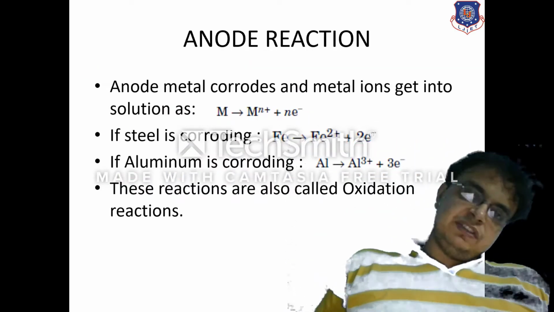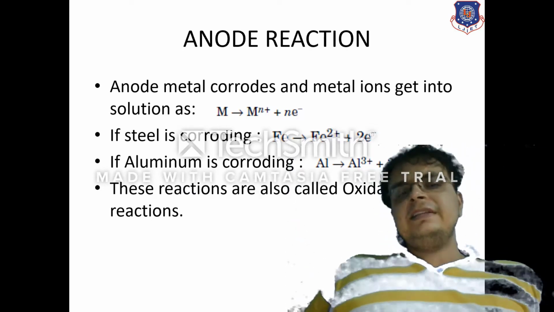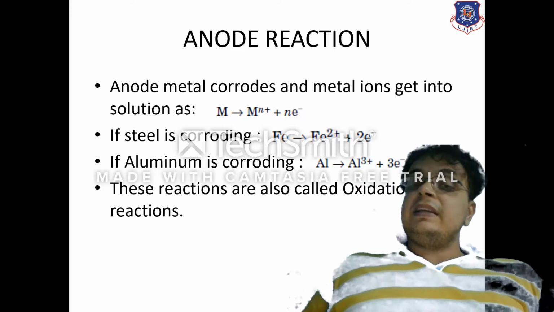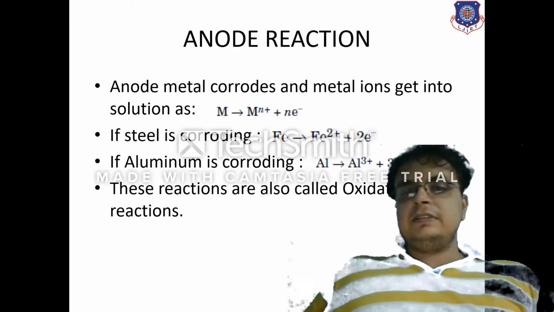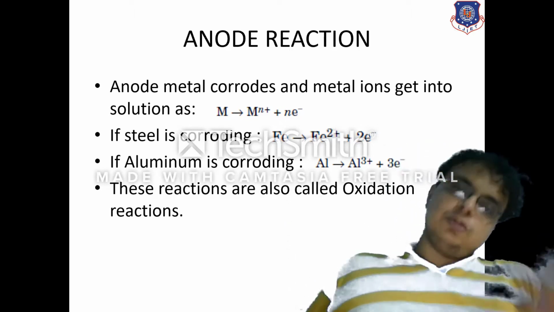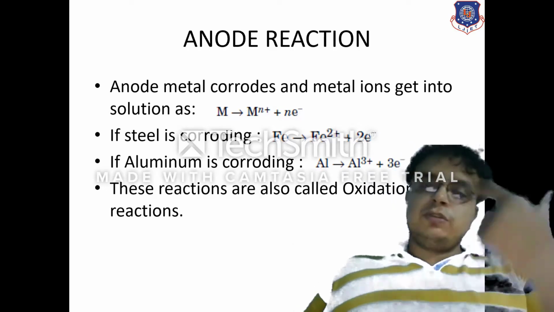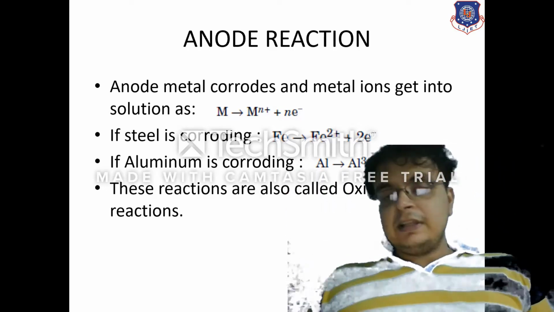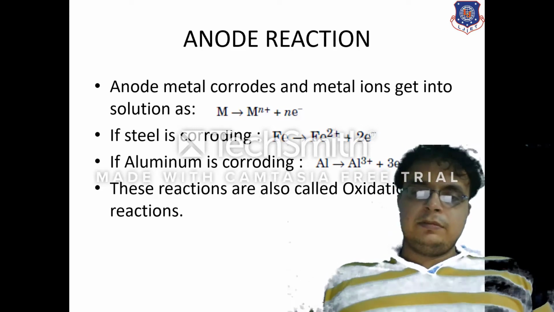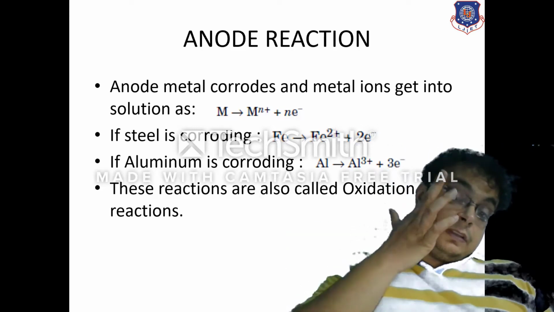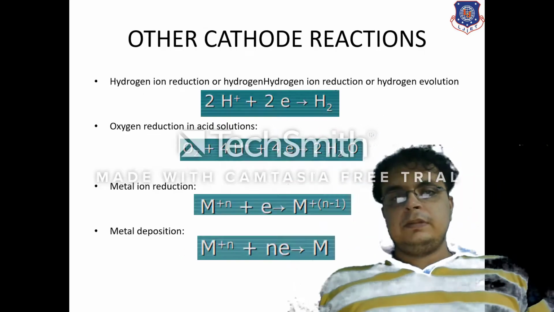Now see what the anode reaction is. Generally the anode metal corrodes, and we get M gives M^n+ plus ne^-. If steel is corroding, then Fe gives Fe2+ plus 2 electrons. If aluminum is corroding, then it will give Al3+ plus 3 electrons. Generally this is termed the oxidation reaction, where the corrosion is taking place.